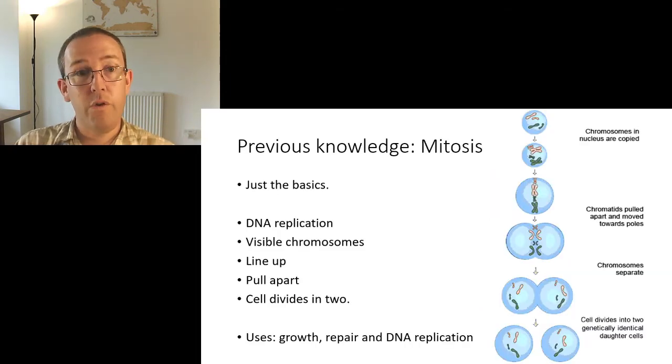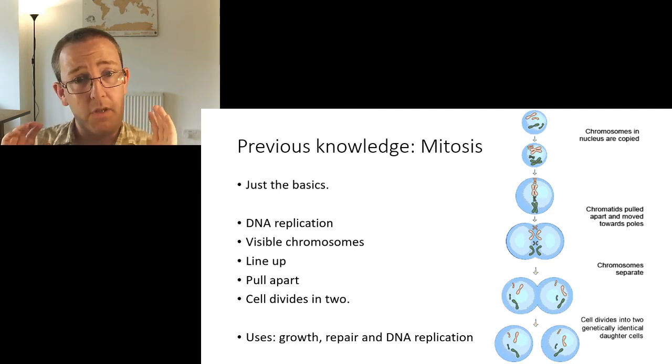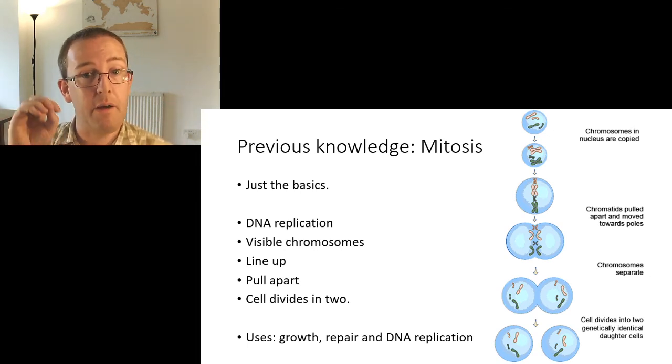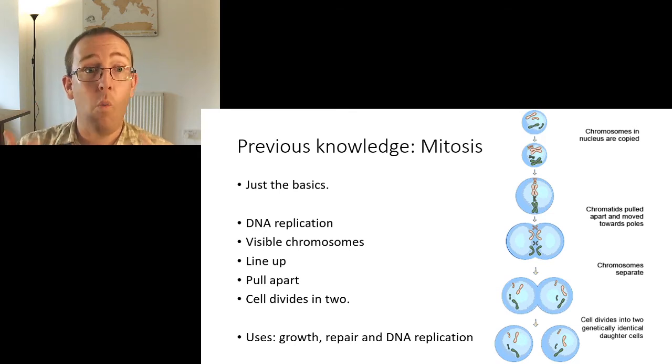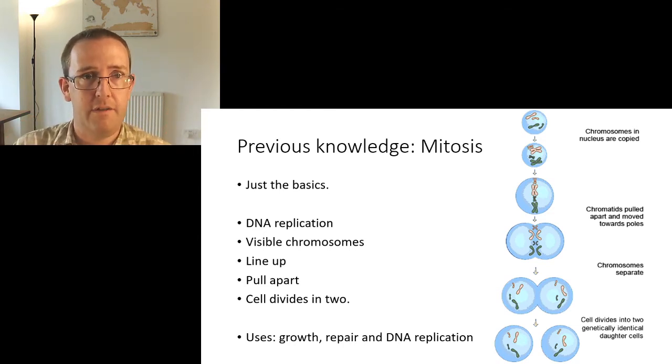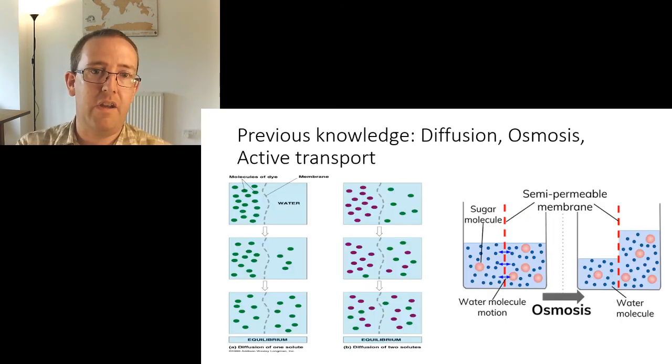We also come back to mitosis, which you would have done maybe in year 10. Mitosis, you just did a basic version, of course. The idea that when a cell comes to replicate, the DNA replicates, you get visible chromosomes, they line up, they pull apart, and the cell divides in 2. Why does this happen? So the organism can grow, repair, and go through DNA replication. If you don't remember that, go away and revise it, because we will come back to mitosis fairly soon in the new academic year.